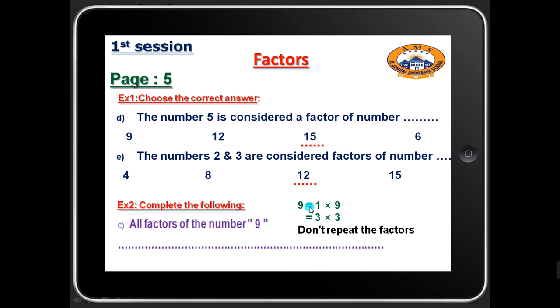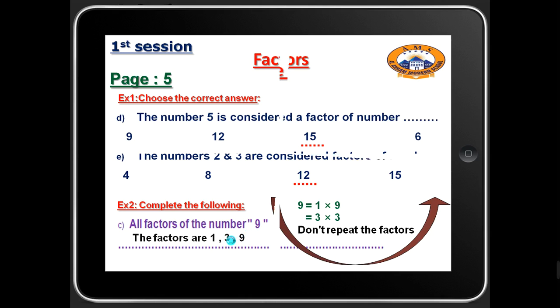So the factors are going to be 1, 3. Don't write 3 two times. Write it only 1 time. So 1, 3, and 9. So the factors of number 9 are 1, 3, and 9, without repeating number 3.